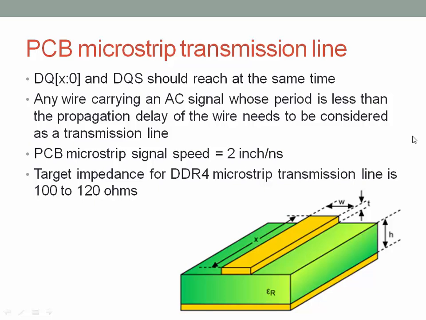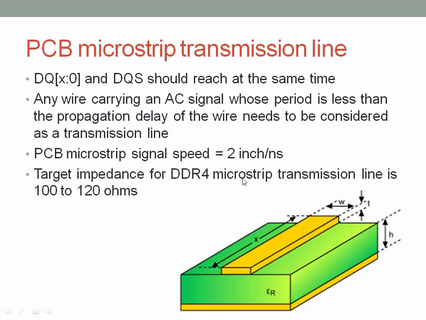To transmit the high-speed data signals from the SDRAM, it has to go through the PCB traces. But the speed at which a signal propagates in a PCB is around 2 inches per nanosecond. So that means the period of the clock is much lower than the propagation delay. There are multiple edges, multiple periods in the same length. That means it has to be considered as a transmission line.